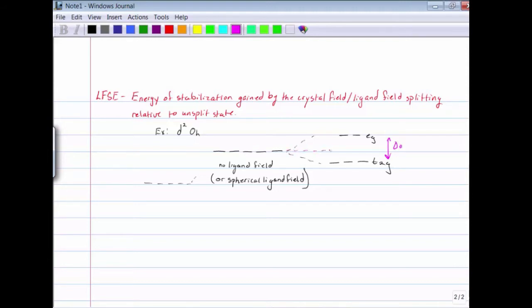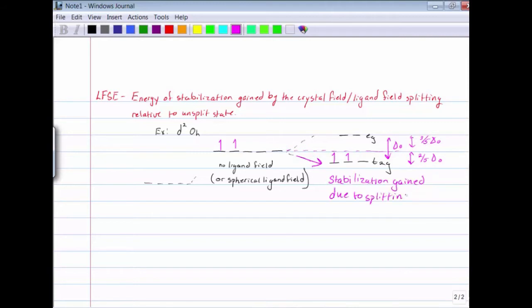And you have the barycenter here, where the split from the barycenter to the Eg is 3/5 delta O, and the split from the barycenter to the T2G is 2/5 delta O. So if I have 2 electrons, because this is a D2 octahedral case, when I put those 2 electrons in the orbitals, I have lowered their energy.